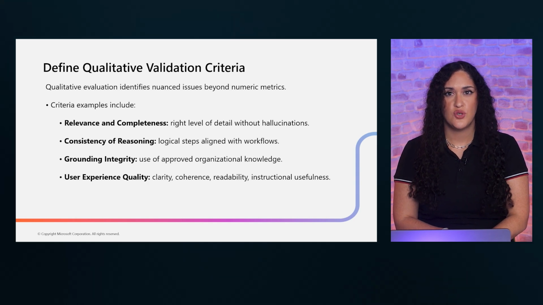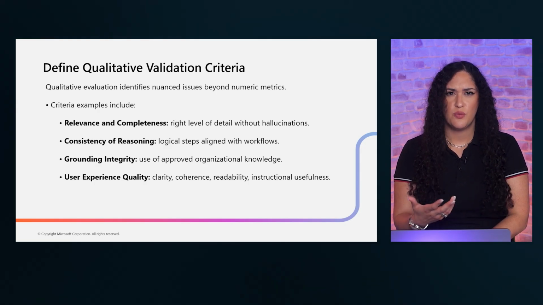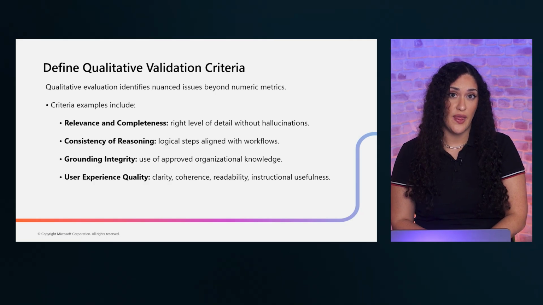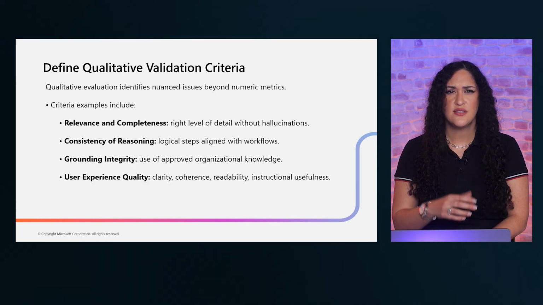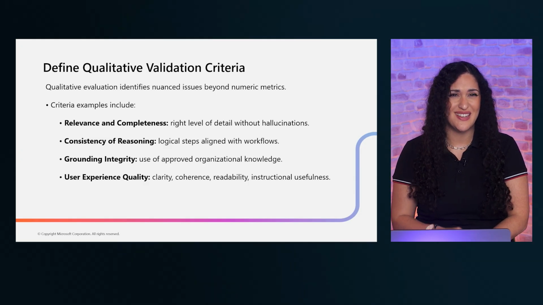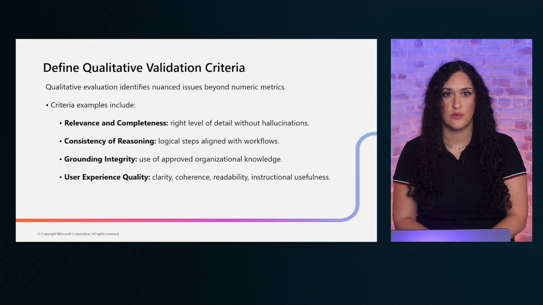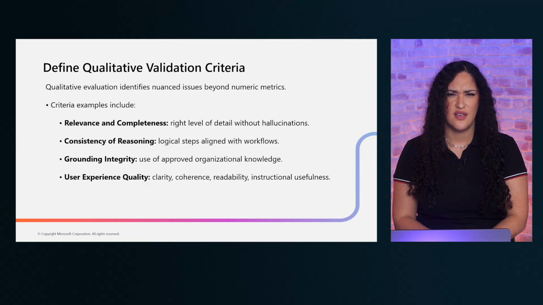Qualitative validation captures what numbers alone can't. Think about relevance and completeness. Is the model providing the right level of detail without hallucinating? Consistency of reasoning. Think about whether it follows logical steps that align with your enterprise workflows. Grounding integrity. Is the model drawing from approved organizational knowledge, or is it making things up?